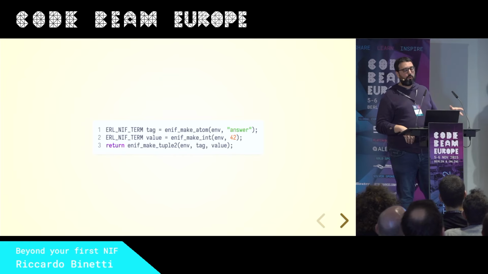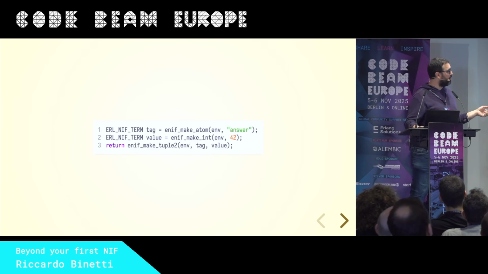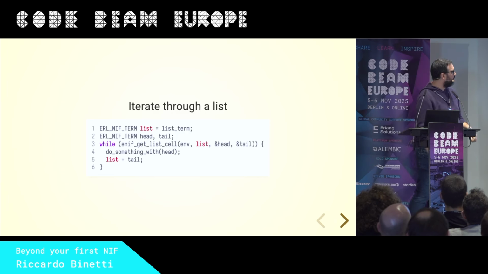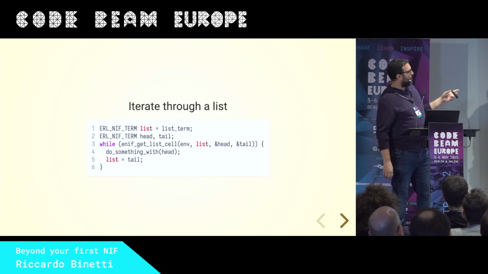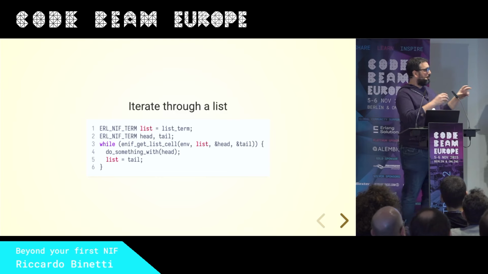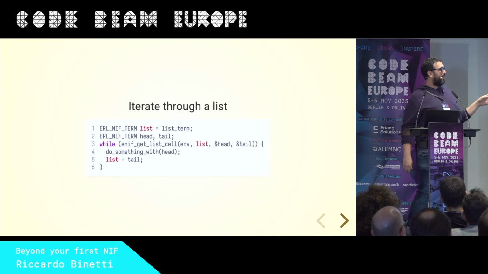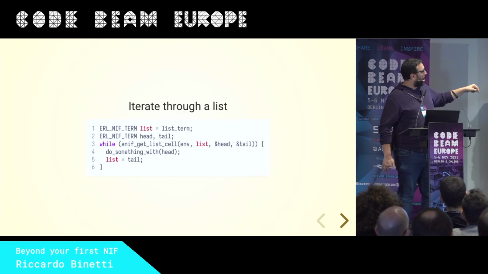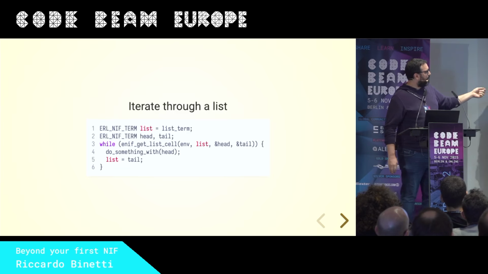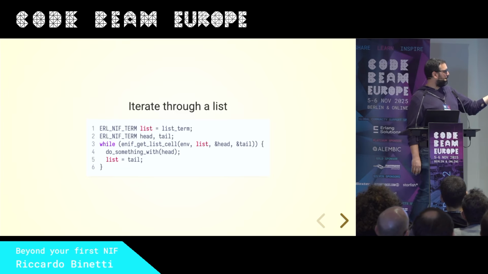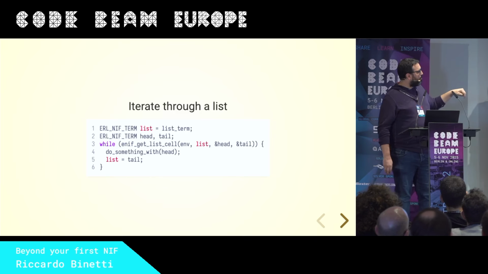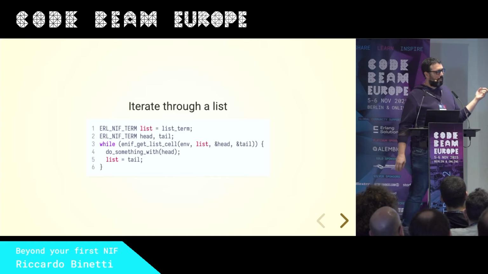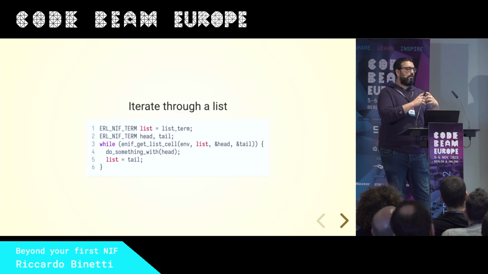Here are a couple more useful patterns that you might use in your NIF. Here is how you iterate through a list. There is this function called enif_get_list_cell, and if you squint hard enough, it looks like a reduce. Each time you enter the loop, you populate your head, and you do something with your head term, and then at the end of the loop, you assign the tail to the rest of the list. And so you go on, and enif_get_list_cell returns 0 when the tail is empty.